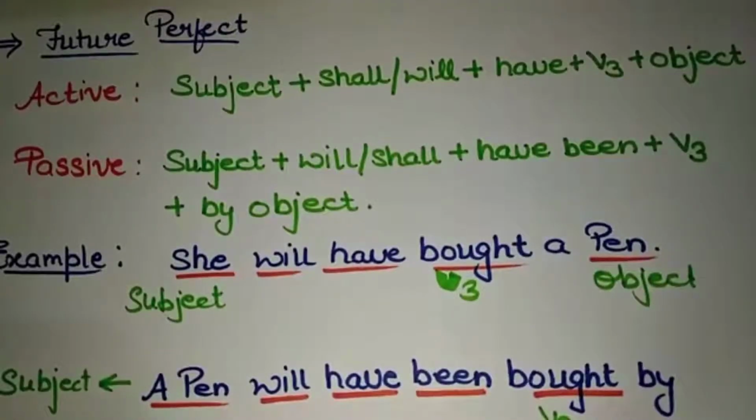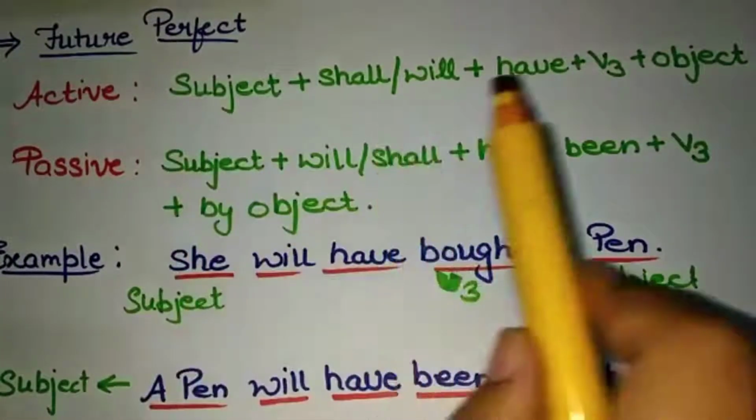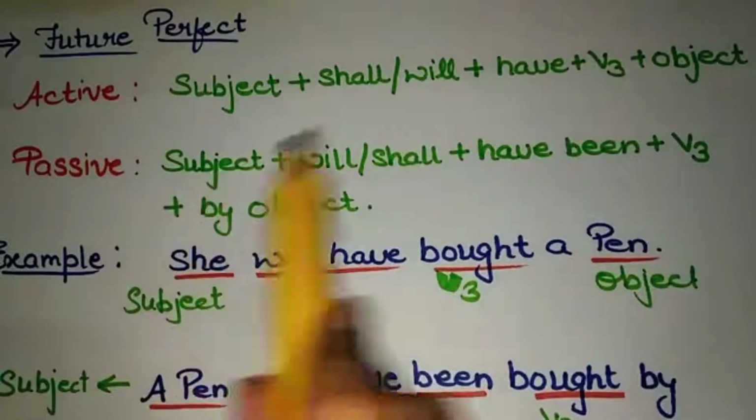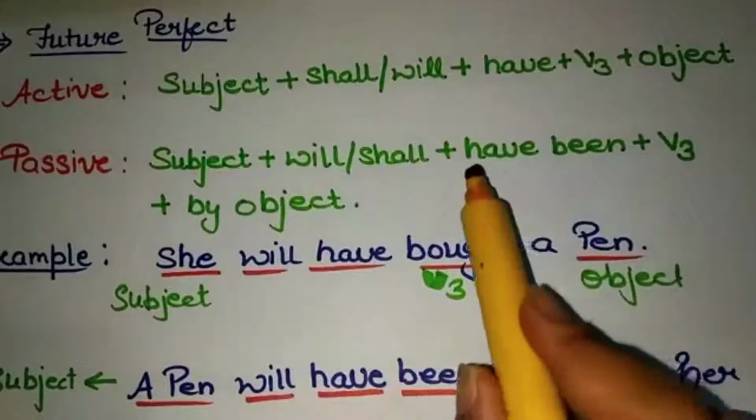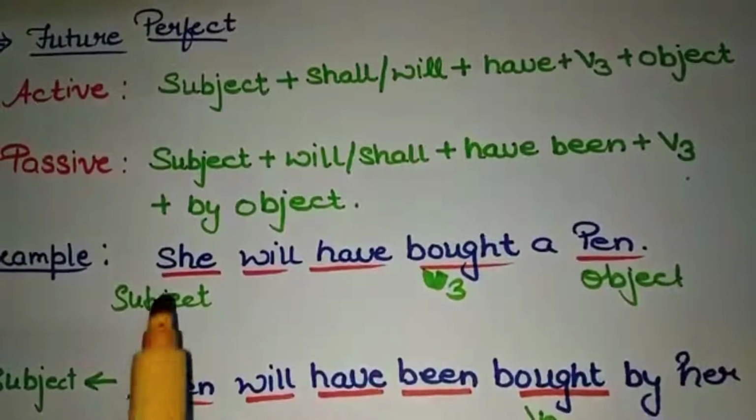So after this let us see future perfect tense. In future perfect tense, the sentence will be like subject, shall, will, depending on the subject. Then comes have, and third form of the verb with object. And in passive, it will become subject, meaning this object will become the subject here. Then will and shall, and then comes have been, and then comes the third form of the verb. Now see, there is no change in form of the verb here. Then comes by and object.